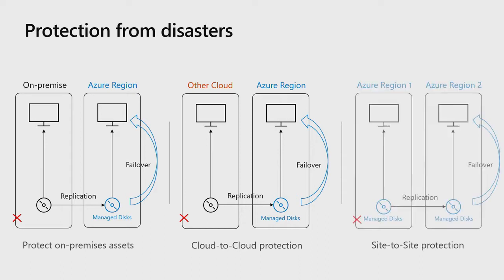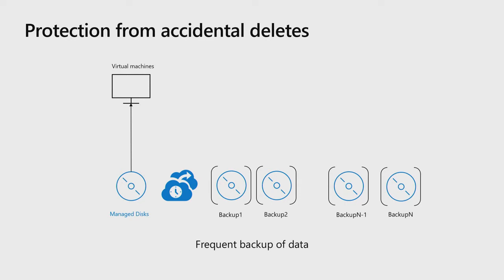Now, let's say you are running your workload in Azure. We recommend you replicate your data from one Azure location to another Azure location. And again, if disaster strikes, you can fail over to the other Azure location. Another protection scenario is protection from accidental deletes. We recommend you take frequent backups of your data to protect your production workload from accidental deletes.